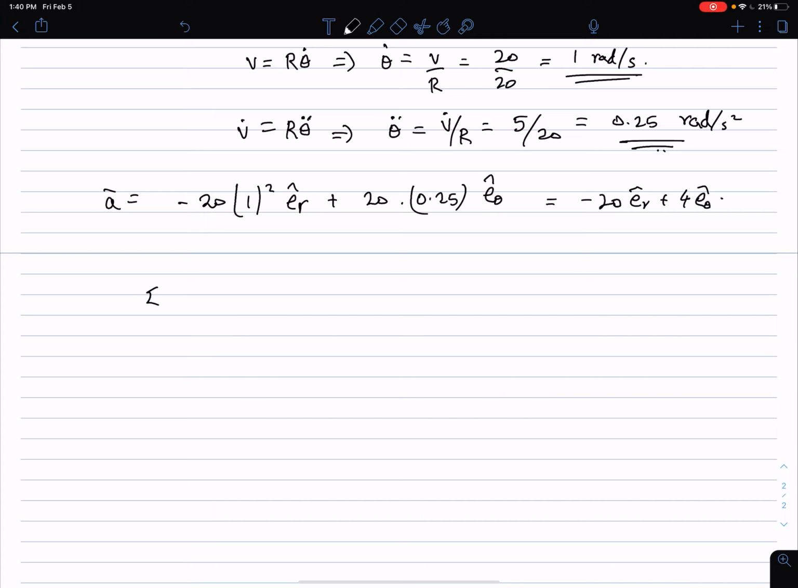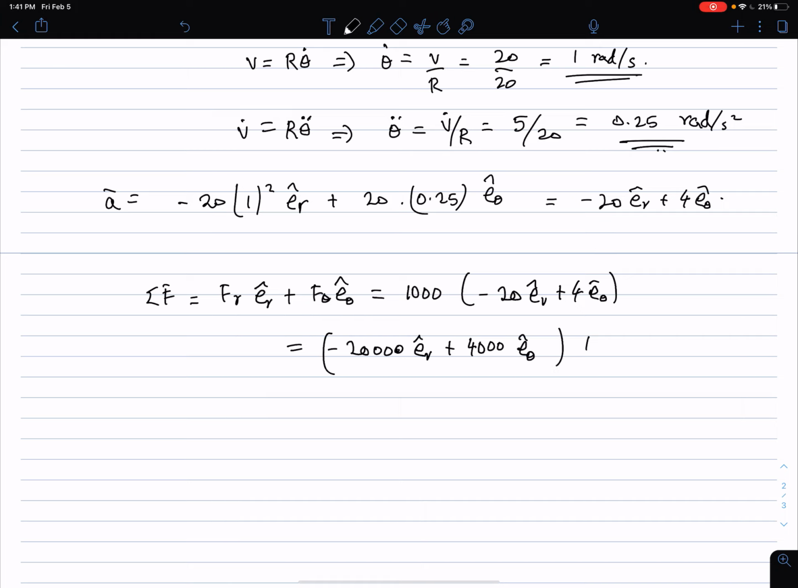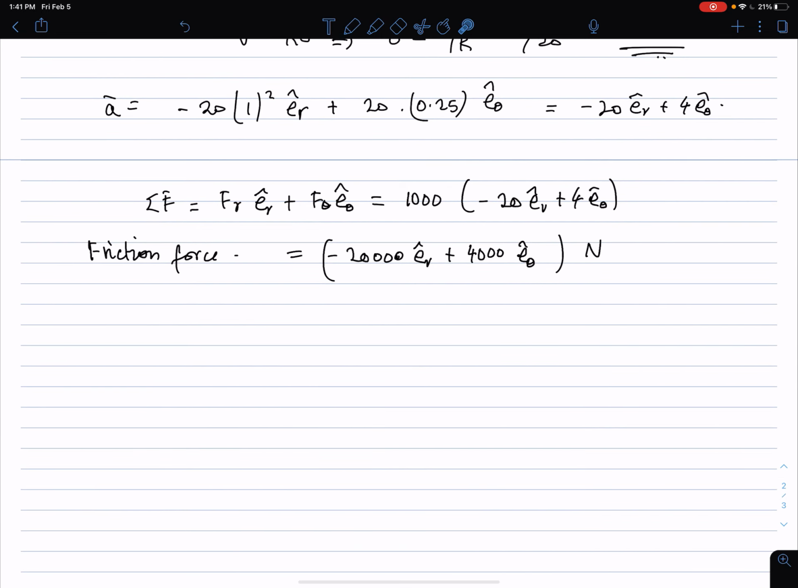So sum of all forces, which is basically F_r e_r plus F theta e theta, is going to be mass, which I think we said is 1,000 kilograms, times acceleration, which is minus 20 e_r plus 4 e theta. And I guess we multiply through, so we have minus 20,000 e_r plus 4,000 e theta. And this is all in newtons. And this is basically equal to the friction force. And if we want the friction force in the radial direction, it's going to be minus 20,000 newtons, and friction force in the tangential direction or the theta direction is going to be 4,000 newtons.